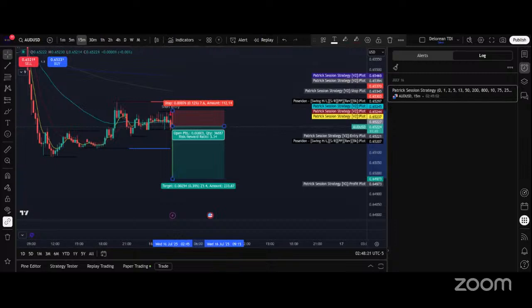Take profit is 0.64973. It's going to be for 25 pips. Stop loss is going to be 0.65303. It's going to be for 8 pips. And entry price is going to be 0.65227.